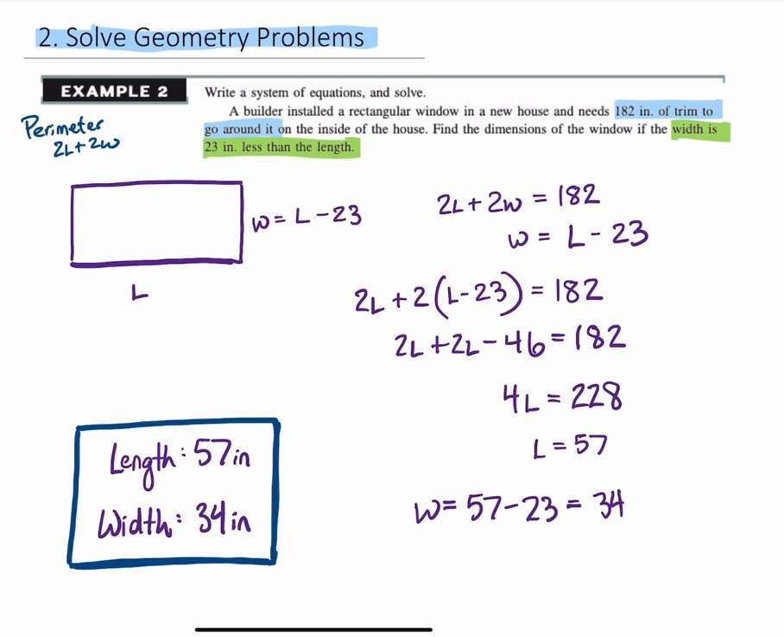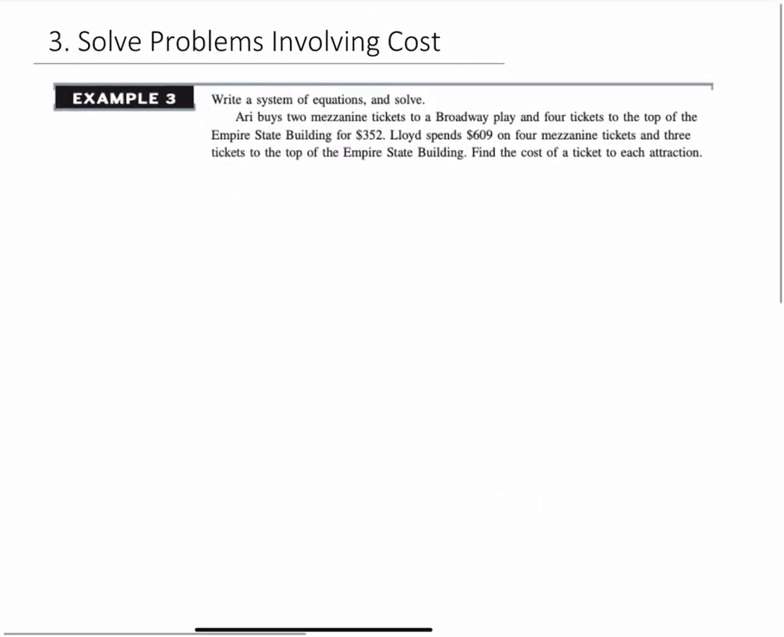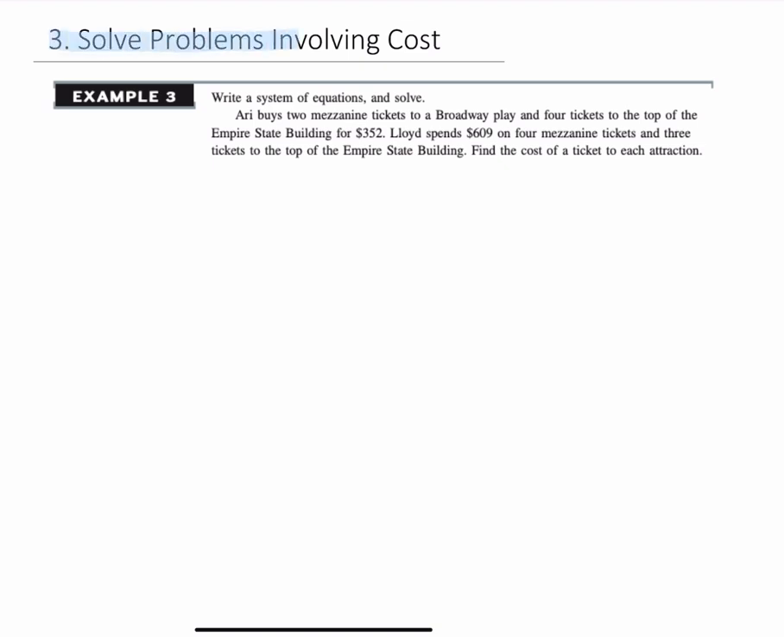All right, let's look at another one involving some kind of cost question. So it says Ari buys two mezzanine, I think that's how you say that word, tickets to a Broadway play and 4 tickets to the top of the Empire State Building for $352. I see that total kind of statement again. So let me see this again. There's 2 Broadway play tickets and 4 tickets to the Empire State Building for a total of $352.